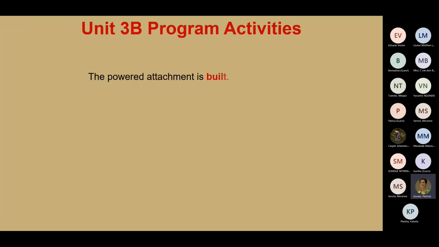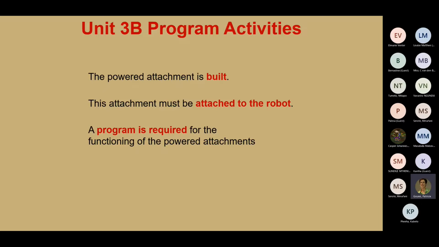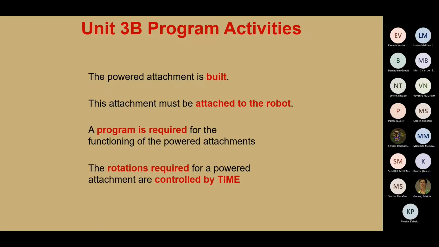All right, so you've got the power. I would suggest that you build every single power attachment and attach it to the robot, and then you've got to write a program to see whether it actually functions as you require. But you must use rotations for a power attachment. There must be time. It must not be degrees.